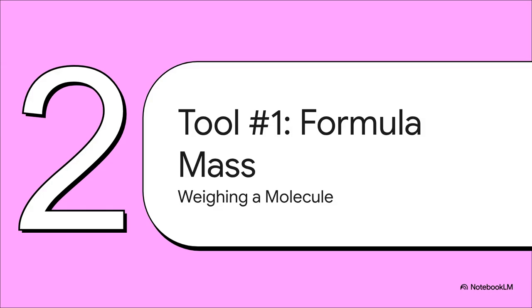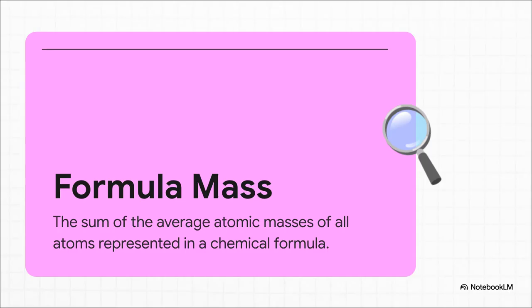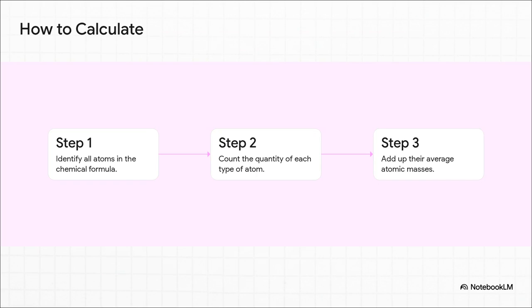So the very first tool we're going to pull out is called formula mass, and it's basically how we weigh one single microscopic molecule. Put simply, the formula mass is just the total weight of all the atoms in a molecule added together. You find the weight of each atom, which is measured in these tiny, tiny units called atomic mass units, or AMU for short, and you just sum them up. And figuring it out is actually super straightforward. It's just 3 simple steps.